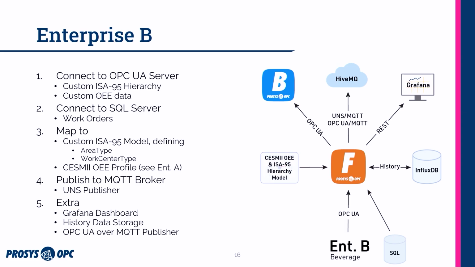Again, we took the custom ISA 95 hierarchy model. We defined our own ISA 95 types for areas, work centers, and so on. And we map the custom data to our own standard. But we also use the CESMII OEE profile to map data to the standard. Now it's in a different format, but we map it again to the same format, similar to what we did in Enterprise A. And we again publish it to the UNS processor. I will show you next how that happens as well. And then we have the Grafana dashboards that put these things together.